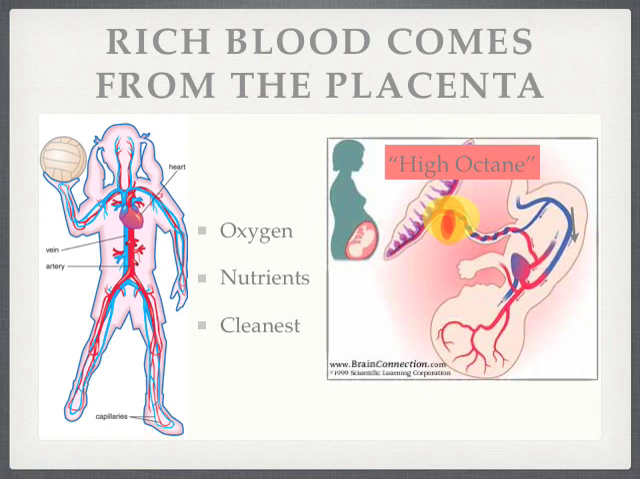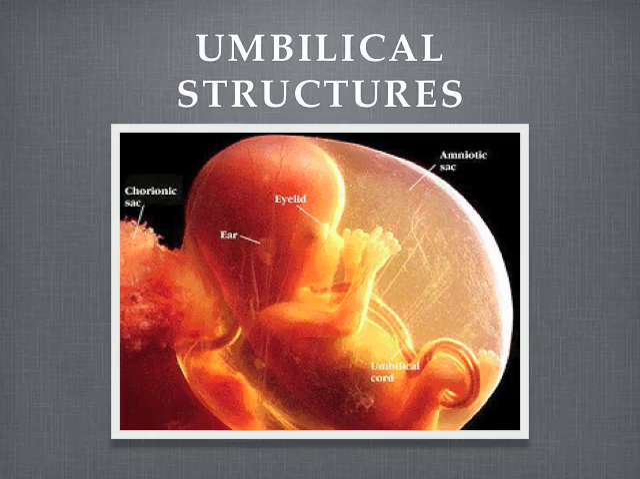This isn't tap water. This is Arrowhead Mountain spring water, right? This isn't the regular gasoline at the pump. This is the high octane stuff. This is great blood. Now, how does that blood get to the child? It comes through the umbilical cord, doesn't it? And so let's talk about the umbilical structures.